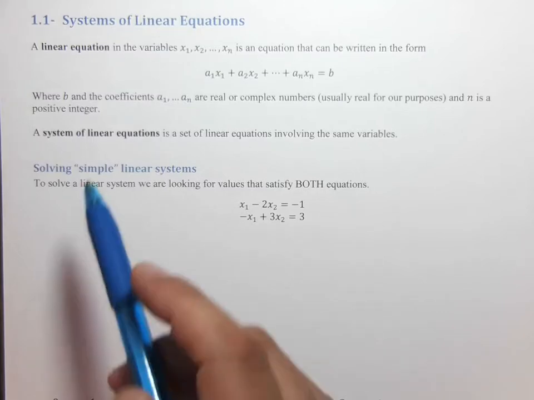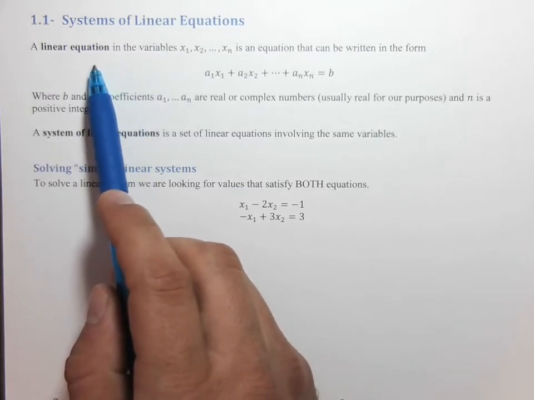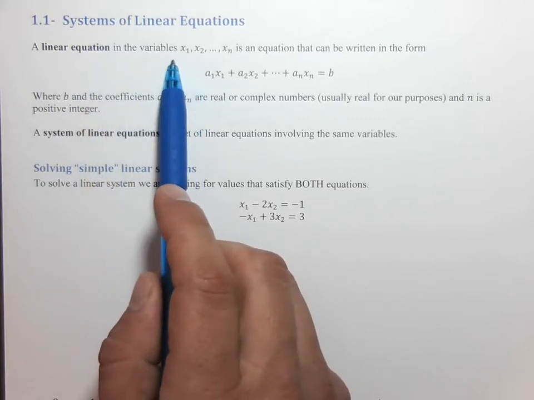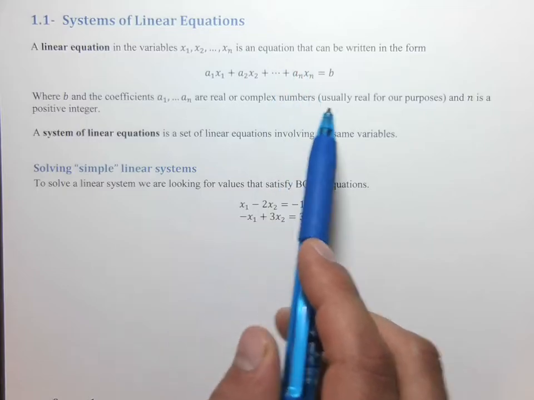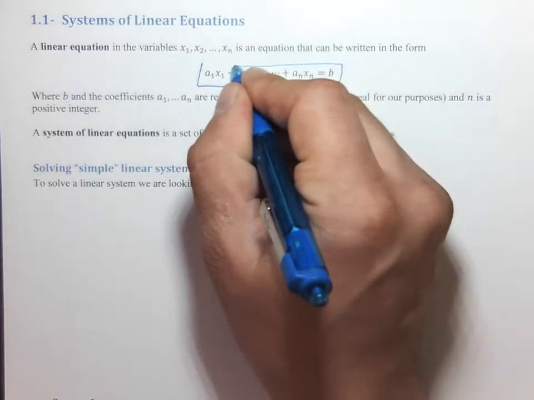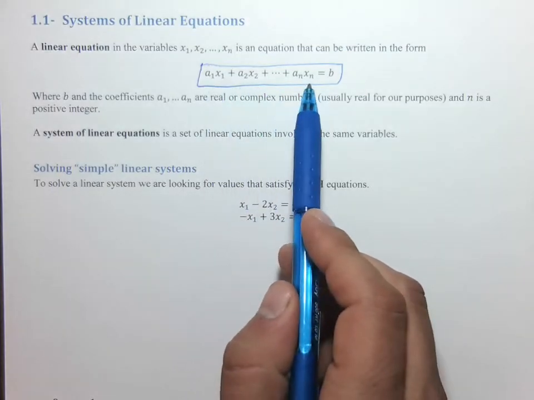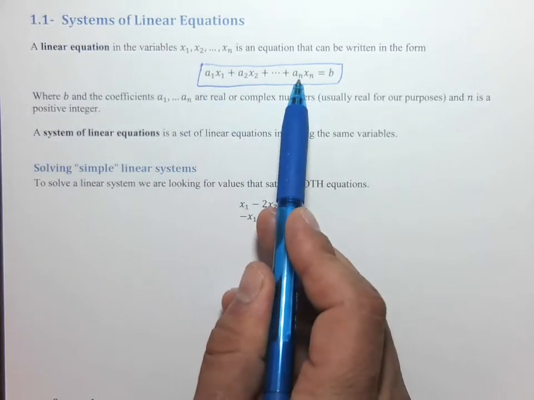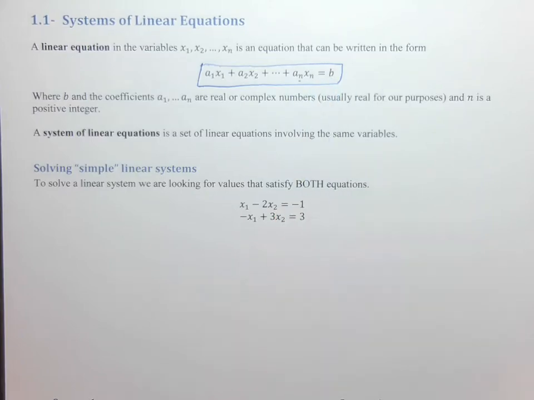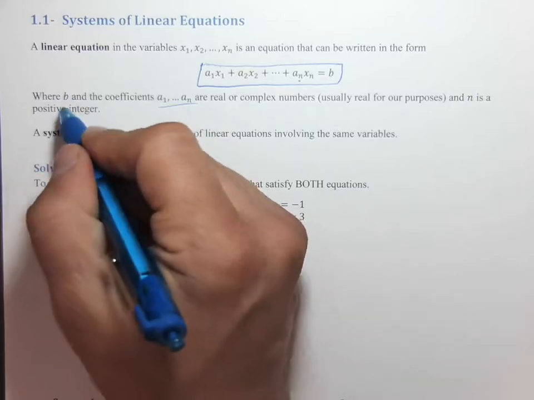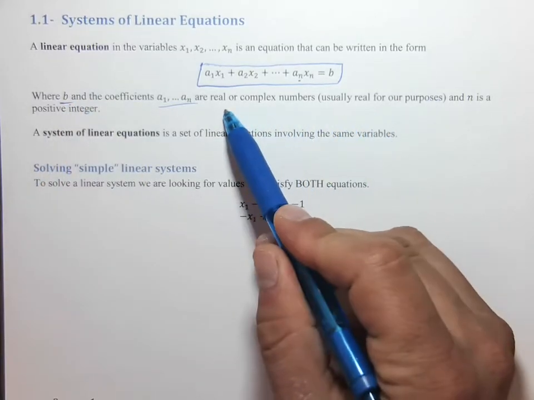So we've already defined what a linear equation is in the last video, but just to say it more generally, a linear equation in variables x1 through xn is an equation that can be written of the form this. As a reminder, all the x's have powers of 1, which makes it linear. And in this equation, the a's and the b's are real or complex numbers. Right, so the a's and the b's are either real or complex.